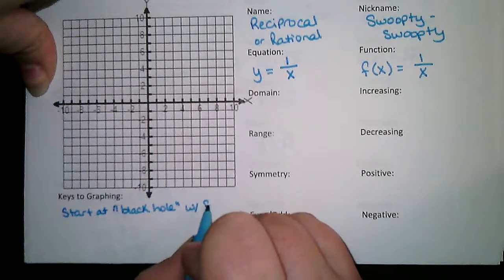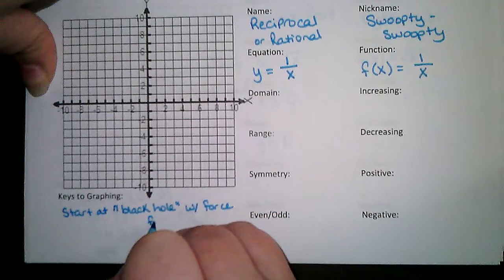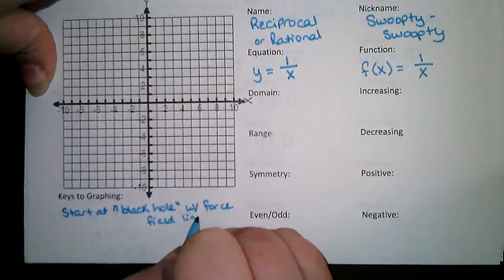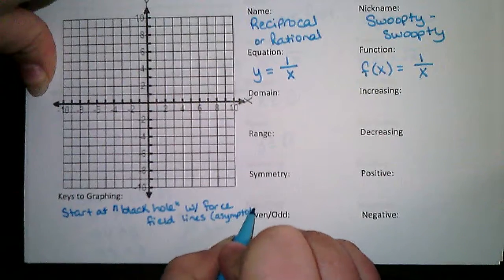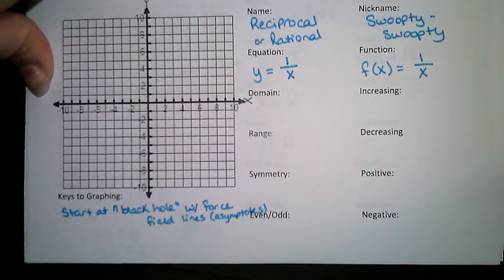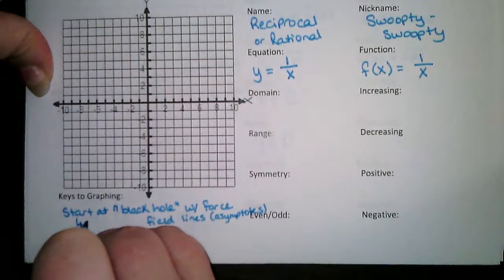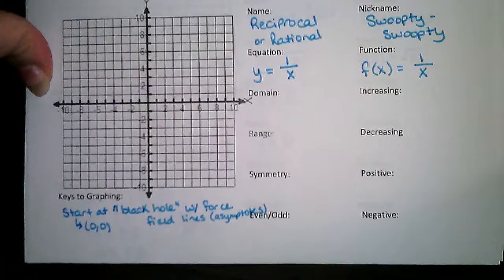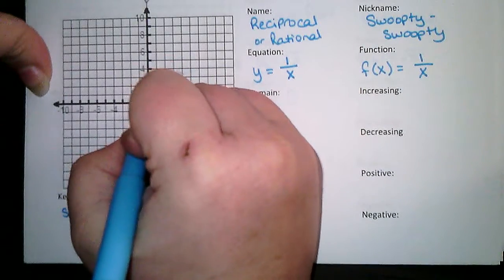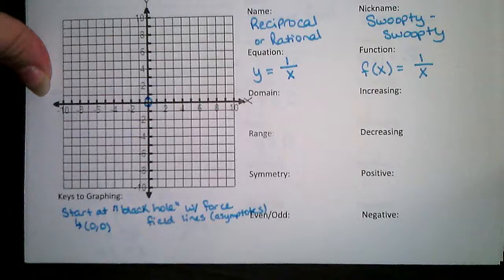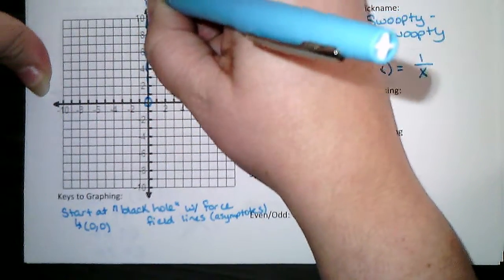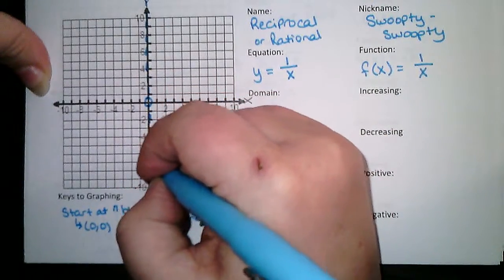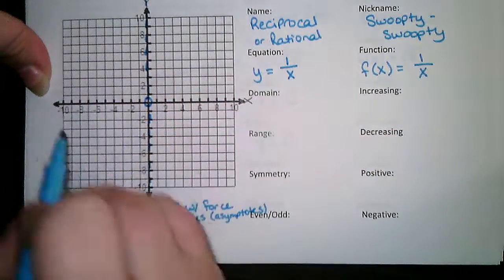But you start at the black hole with force field lines, which are asymptotes. So start at the black hole with force field lines, which are asymptotes. So your black hole is at 0, 0 unless it gets translated. So we're going to put an empty circle on 0, 0, and draw up and down these force field lines, even though they're hard to see because they're on these bolded lines.